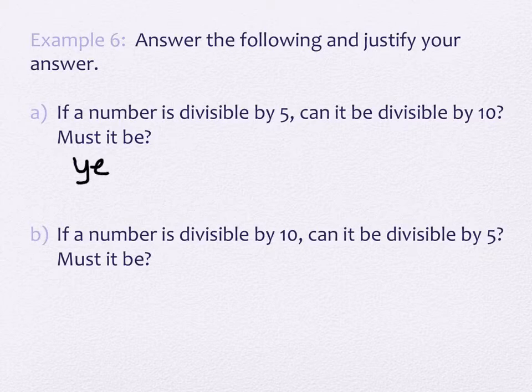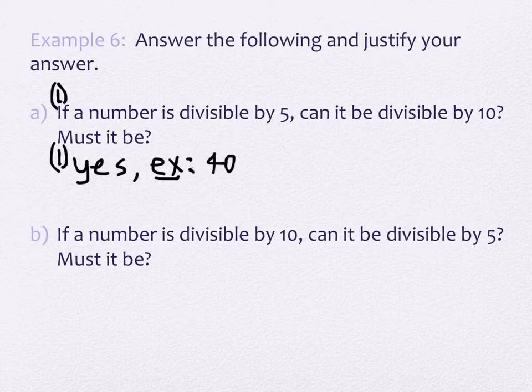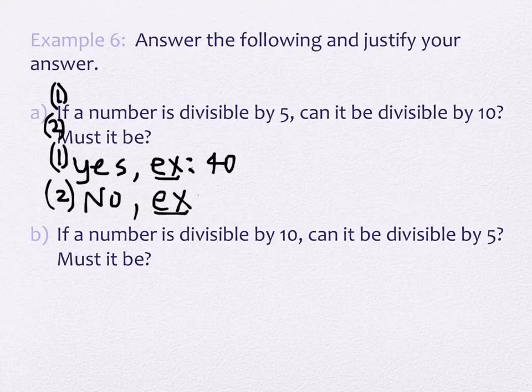So let's just say that this is like 1 here. Yes, what number? Oh, I said 40. 40. Is 40 divisible by 5? Yes. Is 40 divisible by 10? Yes. So can it be? Yes. The second question here says, must it be? No. Can you give me an example? 35. Right. So 35 would be an example that doesn't work. It's divisible by 5, but it's not divisible by 10.